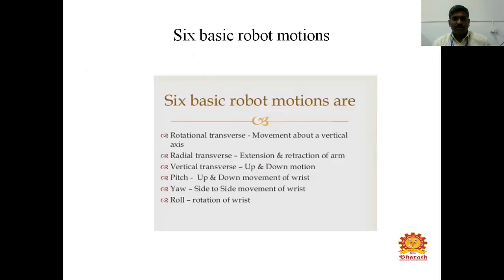Pitch, yaw, roll. Rotational transverse is movement about the vertical axis. Radial transverse is the extension and retraction of the arm. Vertical transverse is the up and down motion of the manipulator. The pitch is an up and down movement of the wrist, the yaw is a side to side movement of the wrist, and the roll is a rotation of the wrist.